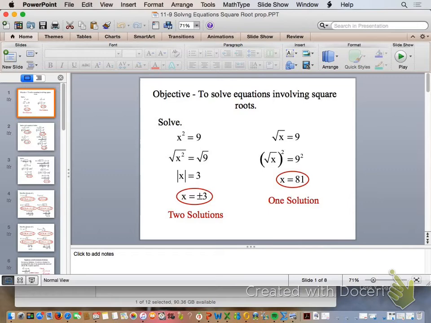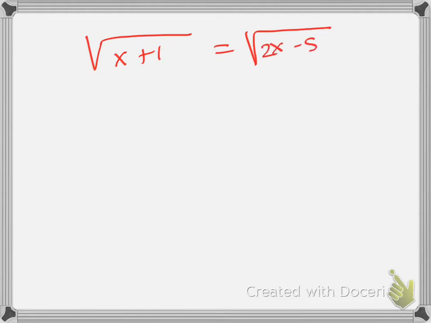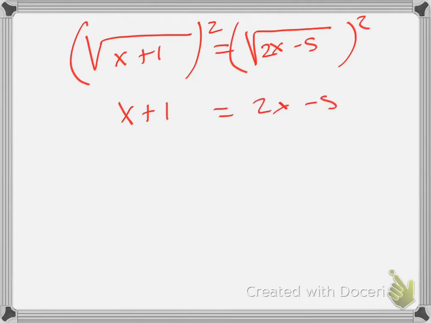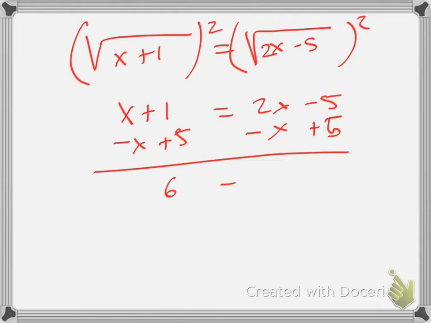All right. Now, there's a couple things that you're going to come up with in your homework tonight. So, you might have something like this. Okay, what would I do? Square both sides. And then I get x plus 1 equals 2x minus 5. Subtract it all to one side. And I get 6 equals x.